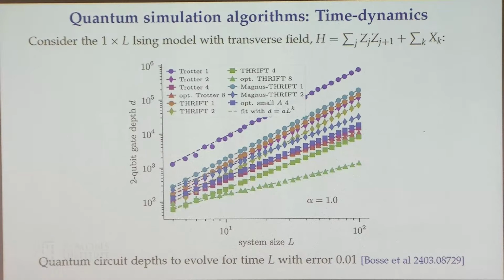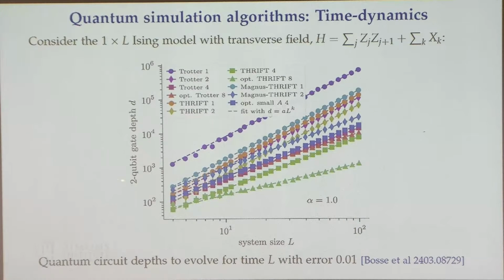What this graph is showing is the 2-qubit gate depth you need to time evolve a particular quantum Hamiltonian, this Ising model with transverse field, which looks like this. This is just the 1D Ising model with transverse field, which is actually efficiently simulable classically, which is one reason why we're able to do these numerics up to quite large sizes.